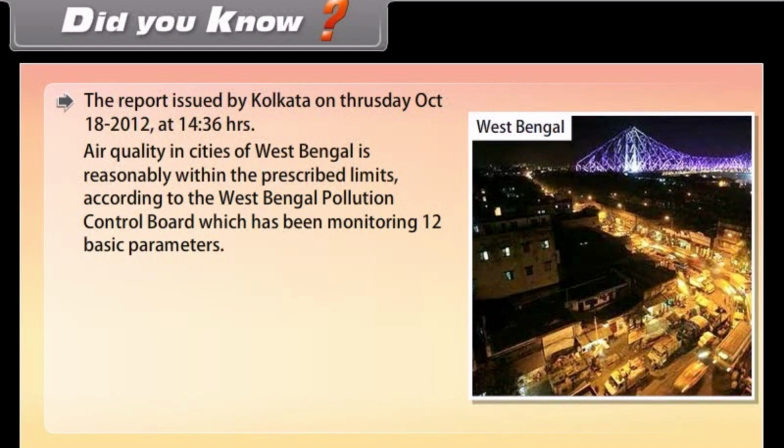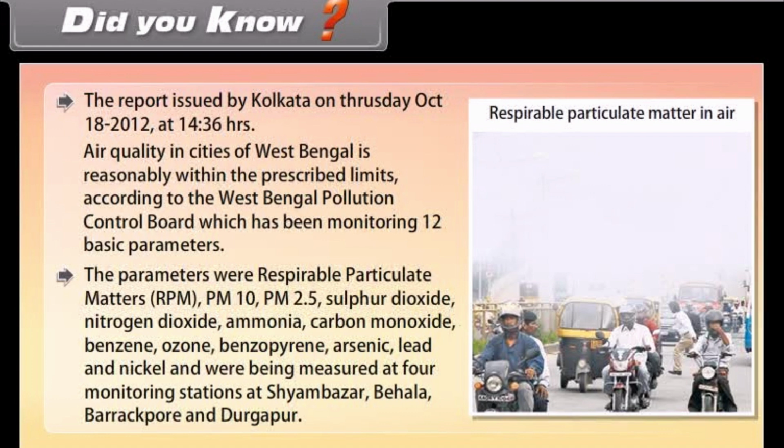Did you know? The report issued by Kolkata on Thursday, October 18, 2012 at 14:36 hours says air quality in cities of West Bengal is reasonably within the prescribed limits according to the West Bengal Pollution Control Board, which has been monitoring 12 basic parameters. The parameters were respirable particulate matters RPM, PM10, PM2.5, sulfur dioxide, nitrogen dioxide, ammonia, carbon monoxide, benzene, ozone, benzopyrene, arsenic, lead and nickel, and were being measured at 4 monitoring stations at Sham Bazar, Behala, Barakpur, and Durgapur.